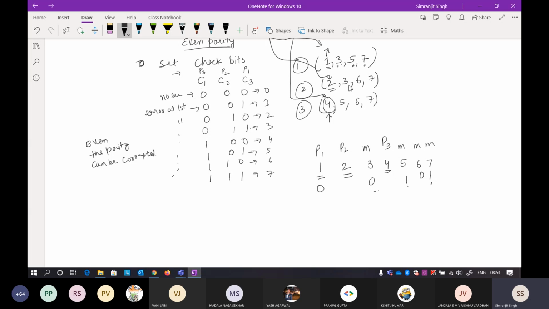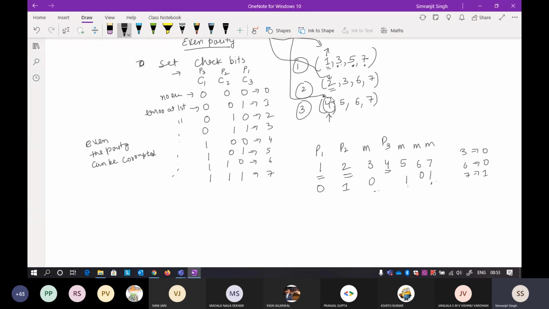Now check the positions 3, 6 and 7. 3 is 0, 6 is 0, 7 is 1. So it is odd parity here. So what you have to do is add a 1 at P2 to make it even.